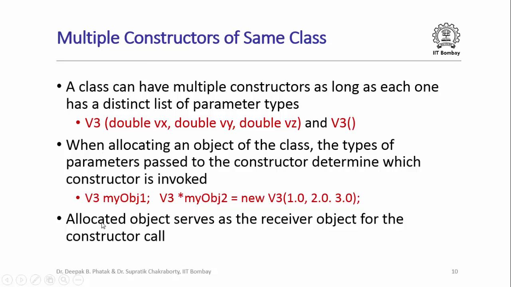It is also important to note that when I am allocating an object and invoking the constructor function, then the allocated object itself serves as the receiver object for the constructor function. Recall that whenever we call any member function of an object of a particular class, we need a receiver object for that member function. So in this case, the allocated object on which the constructor function is going to be invoked itself serves as the receiver object.